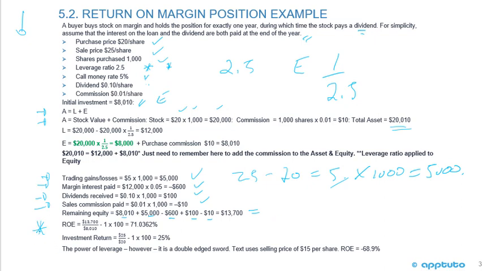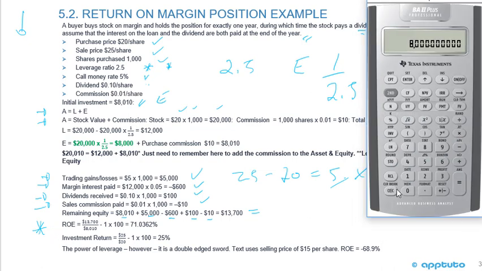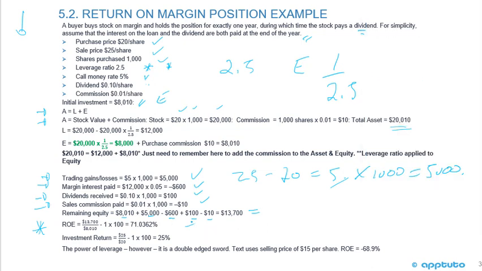We can do an ending ROE, return on equity. What was our return on the trade? Well, it's our ending divided by the beginning, minus 1, times 100. So just bring up the calculator here very quickly. We have ending equity of 13,700, and we're going to divide by our initial 8,010, and we're going to minus 1, and then multiply by 100, and you can see that worked out very well for us. We had a 71% return on our equity on that because we were leveraged.